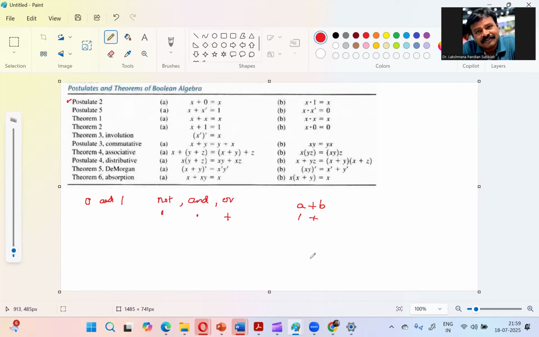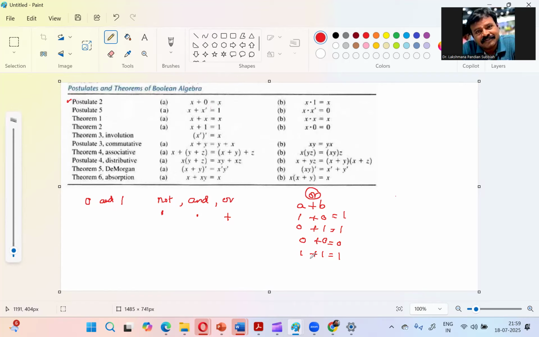So here we have 1 plus 0, 0 plus 1, 0 plus 0, and 1 plus 1. The result for 1 plus 0 is 1, 0 plus 1 is also 1, 0 plus 0 is 0, and 1 plus 1 is 1. This is the OR operation.